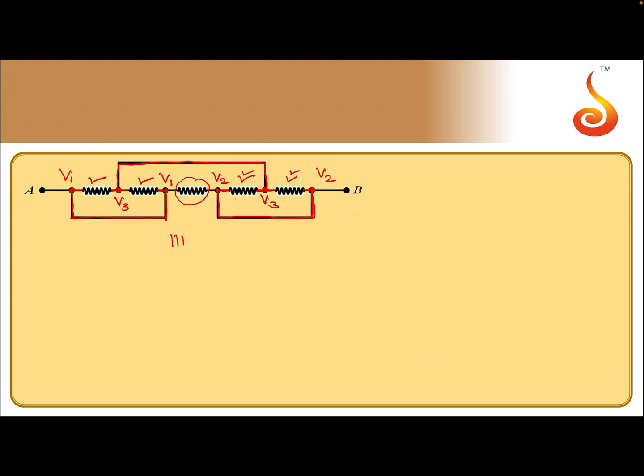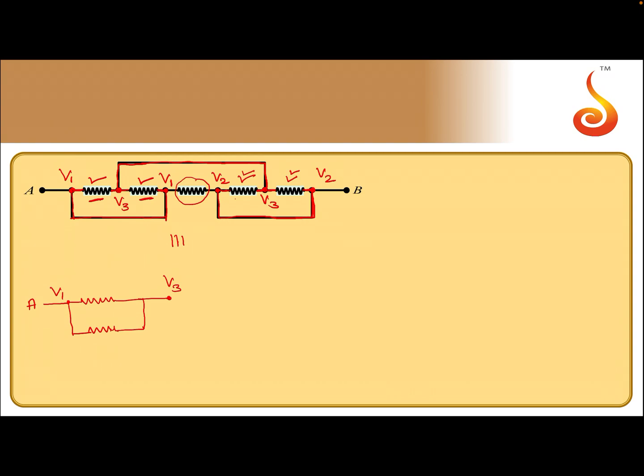Now I can redraw this circuit like this. Starting from A, we have potential V1 here. Between V1 and V3 there are two resistors. One is this, another is this. So this is one resistance. I'll draw another resistance here. So these two are connected to V3, right?